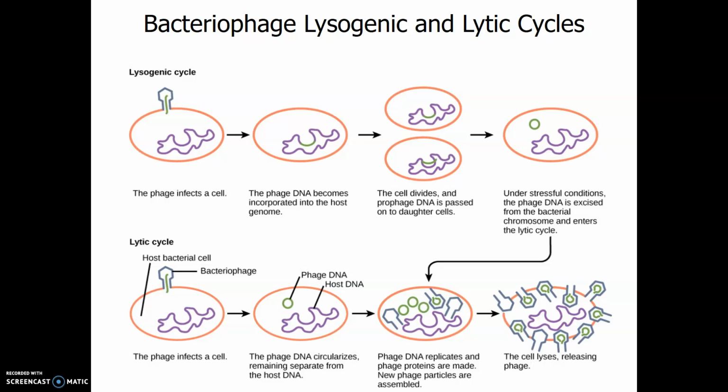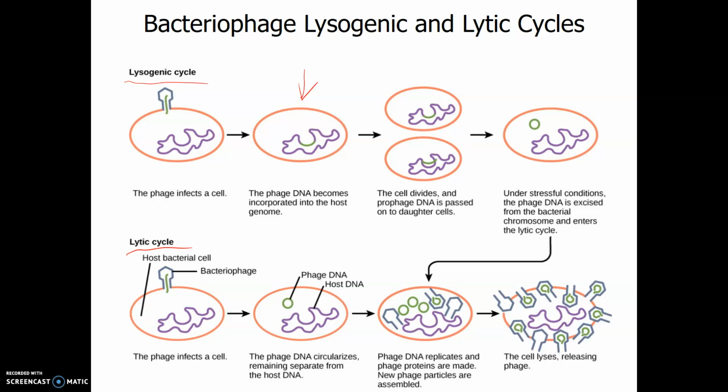Now, there are two cycles with bacteriophage. There's the lysogenic cycle and the lytic cycle. We just learned the lytic cycle, okay? So now let's talk about the lysogenic cycle. In the lytic cycle, the viral DNA did not incorporate into the bacterial chromosome. But in the lysogenic cycle, notice that the phage DNA or viral DNA becomes incorporated into the host genome, because the viral DNA is green and the genome of the bacterium is purple.